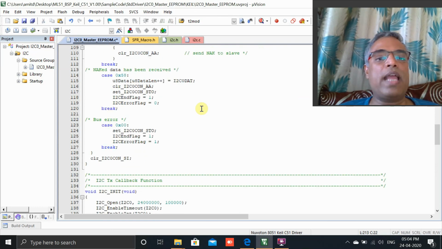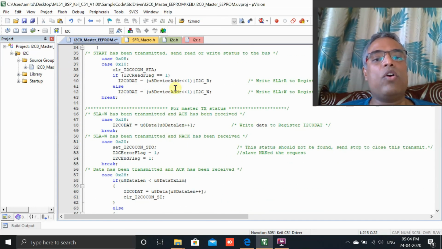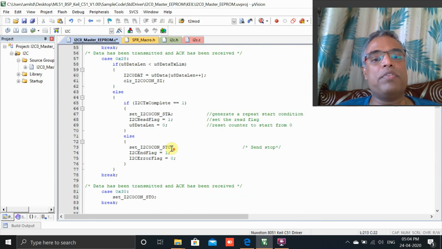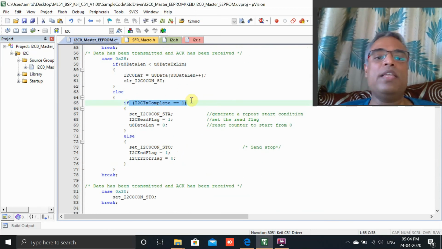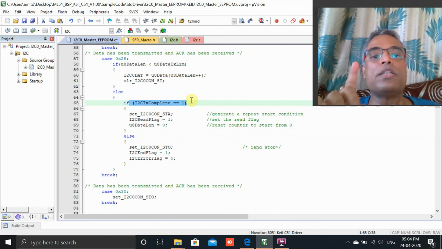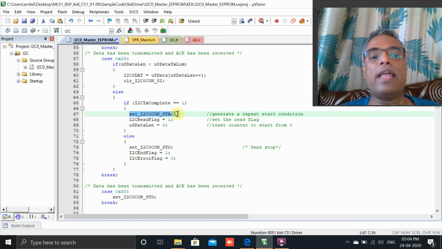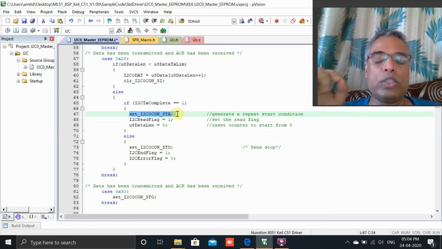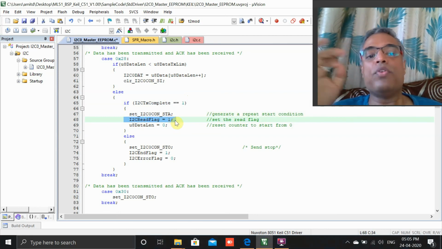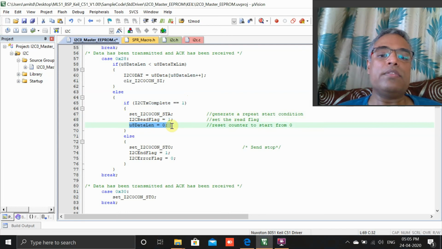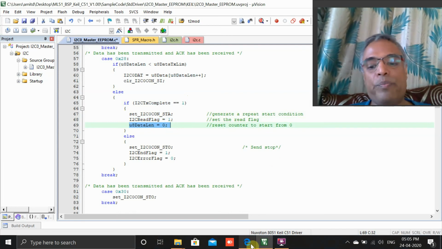So then what happens? Everything happens the same way, just like previous, but I am going to come here. Now at this point, when my 2 bytes are finished, that is I have written the address, I have come to TX complete. Now TX complete is 1. We have issued the start condition, but at this point we have not yet issued the stop condition, and we are setting the start flag again. So it's going to generate a repeat start. Okay, and I am going to put my read flag as 1 because now I want to read the data. I don't want to write the data, I want to read the data, and I will set the length as 0.